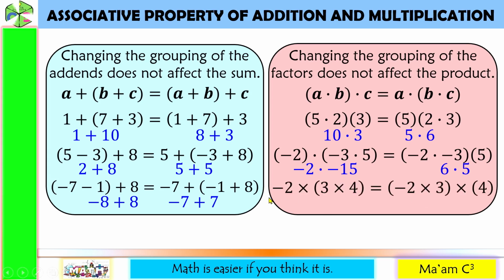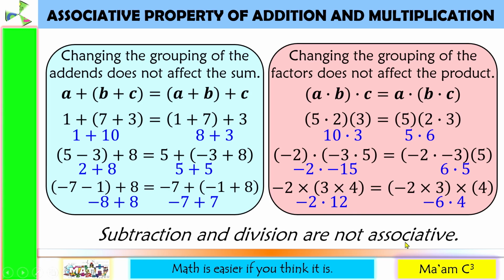Last one, negative 2 times the quantity 3 times 4 is equal to quantity negative 2 times 3 times 4. 3 times 4 is 12, so this will become negative 2 times 12. Negative 2 times 3 is negative 6, so this will become negative 6 times 4. Negative 2 times 12 is negative 24. Negative 6 times 4 is also negative 24. Subtraction and division are not associative.